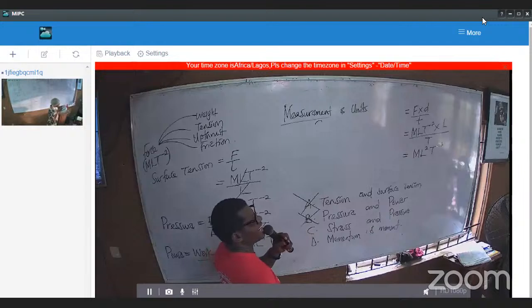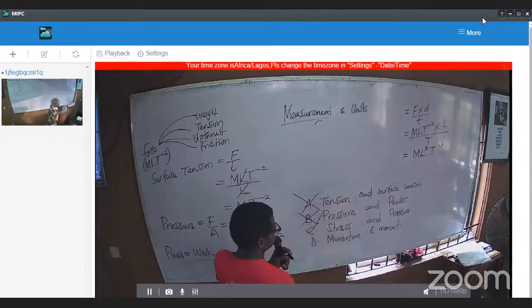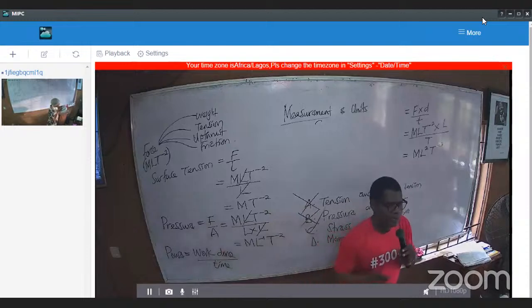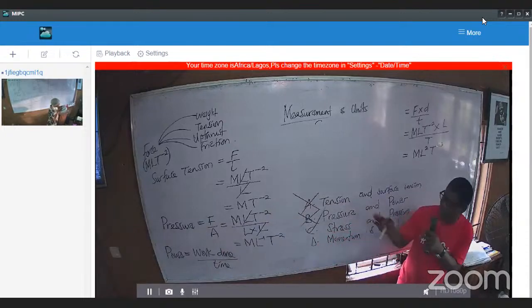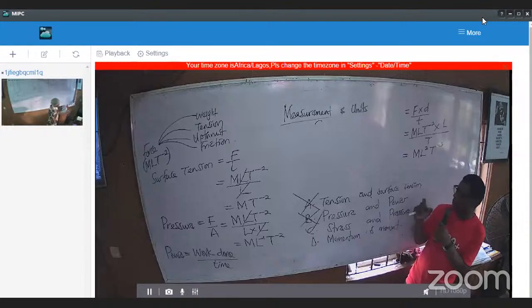What is your stress? What is pressure? Are we the same thing? As I see, I would have just picked it, but I don't want to derive in case he asks tomorrow: find the dimension of pressure. We have gotten it, force over area. Find the dimension of power.